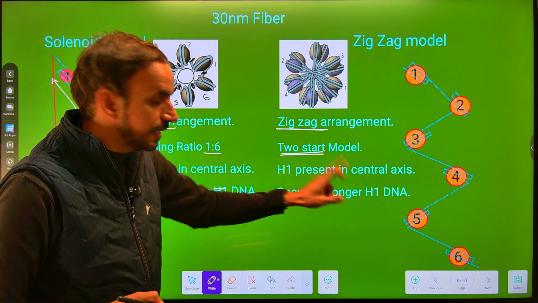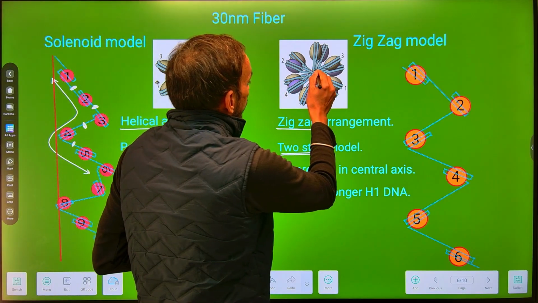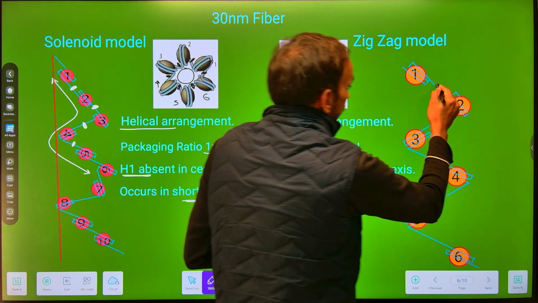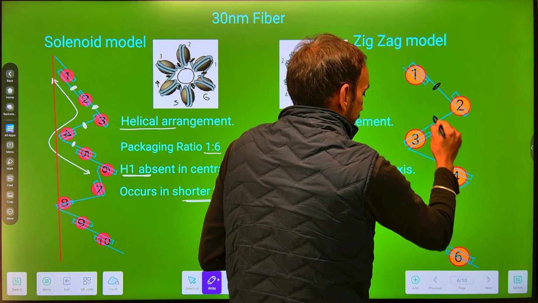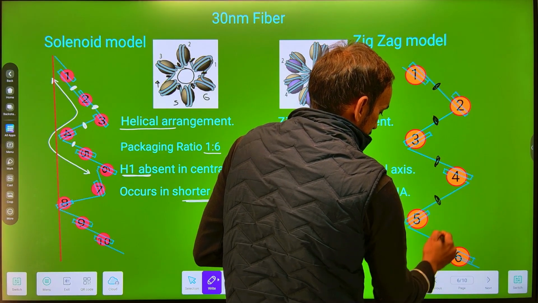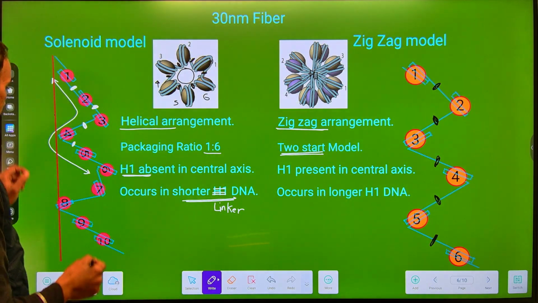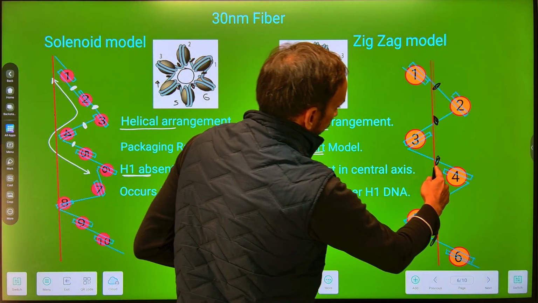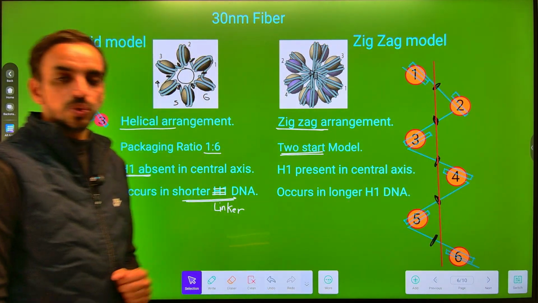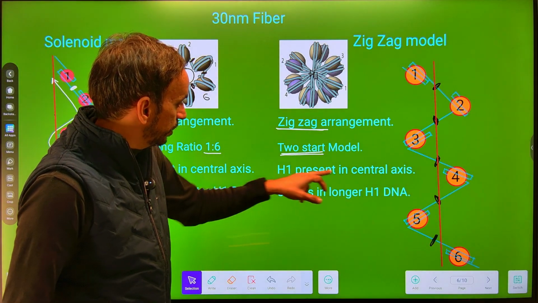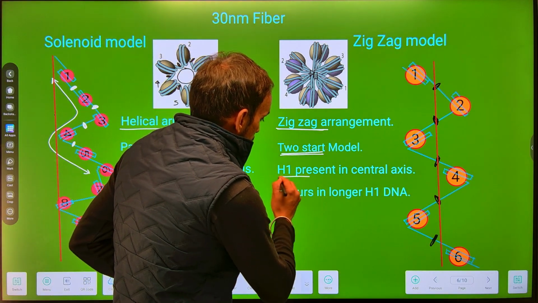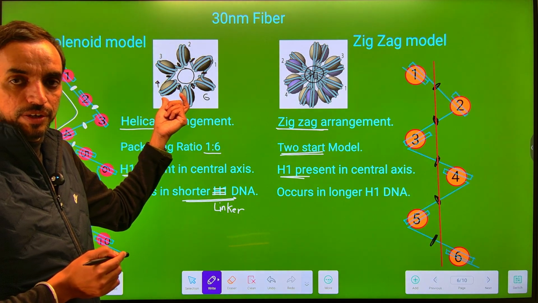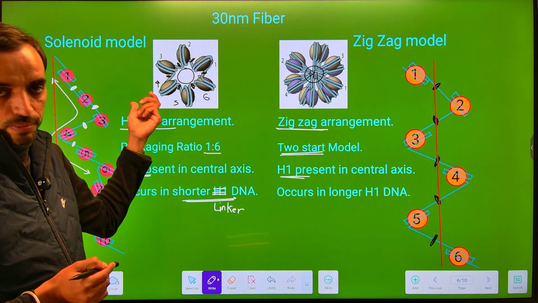Here the H1 is present in the central axis. आप देखेंगे कि जो H1 हिस्टोन है वो आपको सेंट्रल एक्सिस में देखने को मिलेगा. कैसे? बात करते हैं. We are having H1 here, here, here and here and also here. So if we talk about the central axis, we are having the H1 histone over here. ठीक है? So we can observe the presence of an H1 linker histone in the central axis, and the central axis is not hollow, like it is found in the case of the solenoid model.